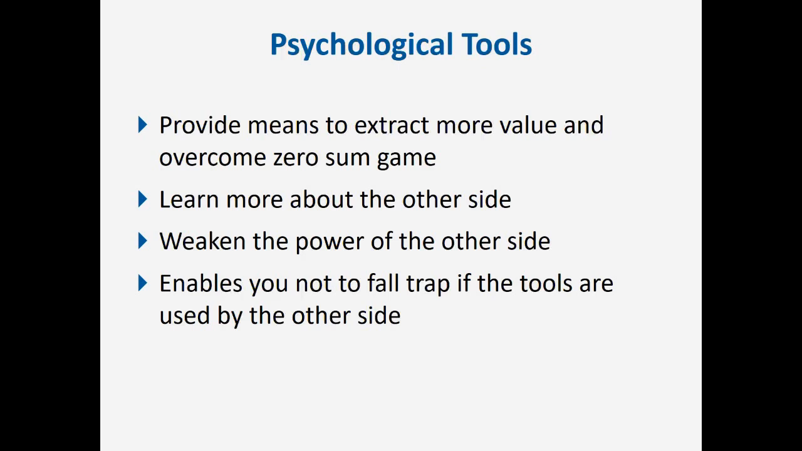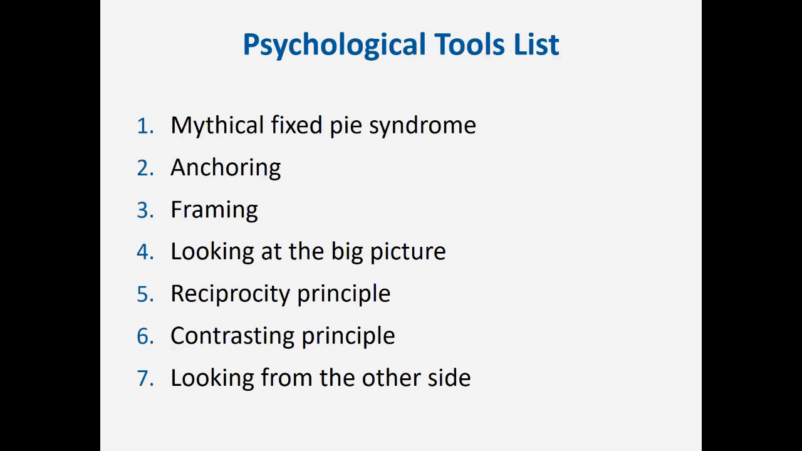They can help you learn more about the other side. It can weaken the power of the other side completely. If you can find out what the other side's BATNA is, you can weaken that BATNA so that they are at your mercy sometimes to make a final decision. And these tools will also help you to not fall into a trap if they are being deployed by the other side. If they are deploying one, you can understand that they're trying to use this tool, so you can be more conscious and oppose it the right way.